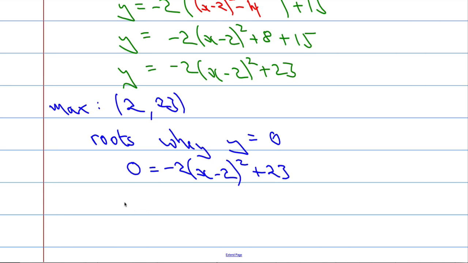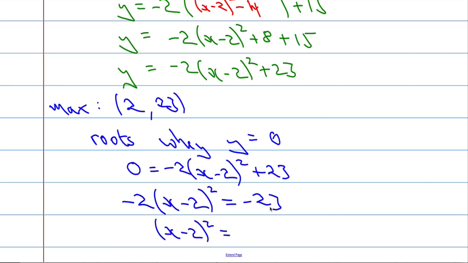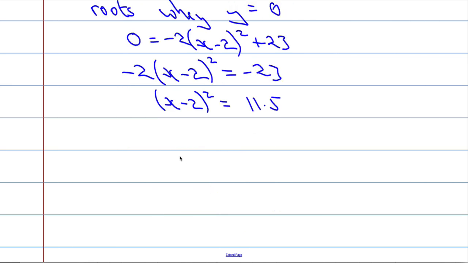Okay, take 23 off both sides. So I'm going to rewrite it the other way. Negative 2 times (x minus 2) squared is equal to negative 23. Divide both sides by negative 2. (x minus 2) squared equals negative 23 over 2, which is going to give me 11.5. 11.5. And then finally, I'm going to take the square root of both sides.